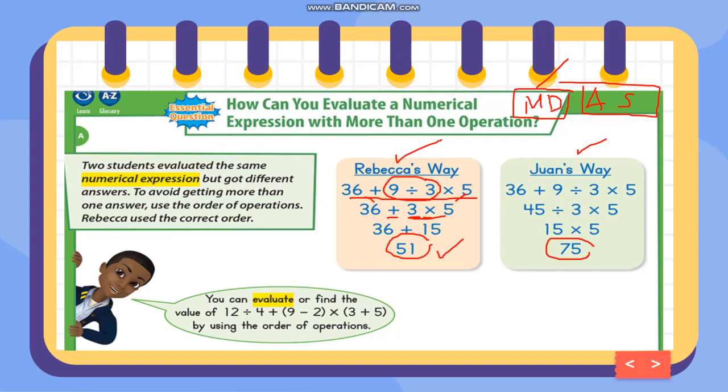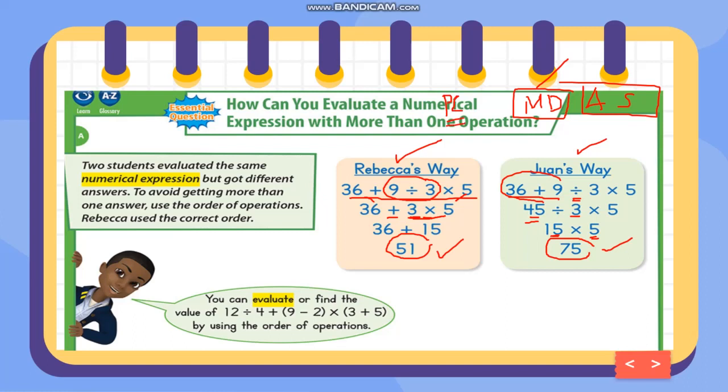So for Juan's way, let's analyze his work. What he did is he added 36 plus 9 first. That's why it becomes 45. Then after that, he divided 45 by 3. 45 divided by 3 is 15. Then multiplied by 5. That's why he got 75. So the error here is he added first instead of dividing first. In short, he did not use the PEMDAS rule or the order of operations.